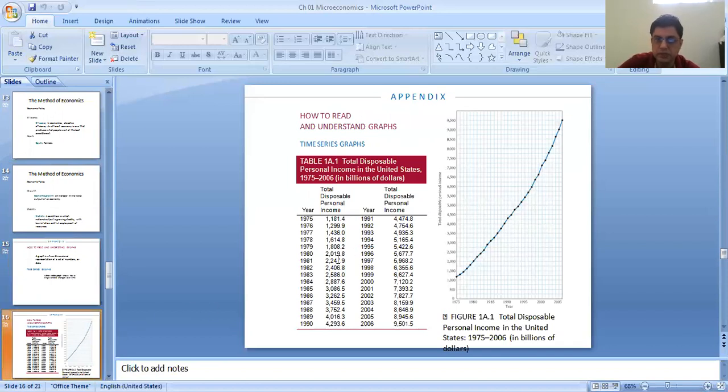This is also a time series graph because here we mention the year, meaning time, and the total disposable personal income. This is the income, and this is the continuation. For example, here you mention the years like 75, 80, 85, 90, and on the base you put the income. For example, 1975, 1181.4. So you mark 1181.4 here, and then you join the points to make the graph. So you can get the information from the graph as well as the table.